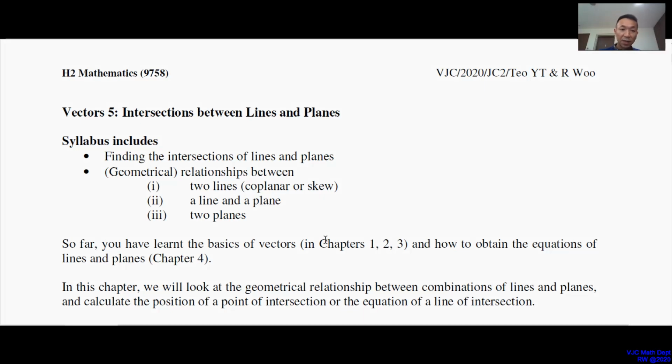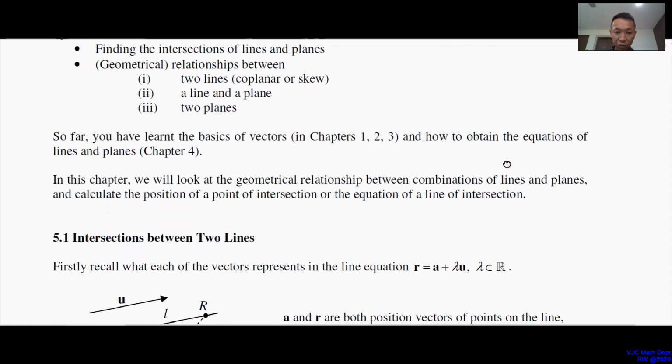Welcome to Vectors 5. This chapter is about intersection between lines and planes. We'll learn the basics in here, chapter 1 to 3, and we also learn how to find equations of lines and planes. So do make sure that you really understand how to find equations of lines and planes before coming to this chapter. If you need to, please review the lecture recordings.